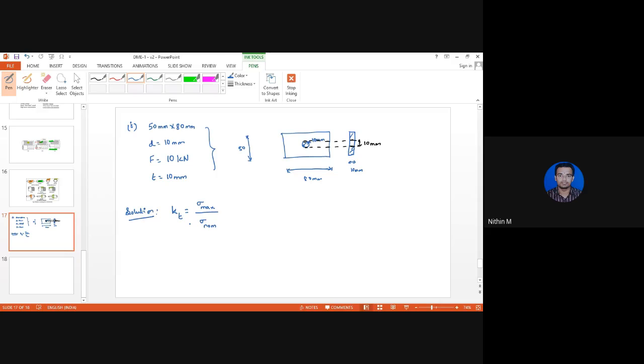Now, how do you determine the nominal stress in the member? We will consider a cross section where there is no change in dimension of the component. Now call this as A. The stress induced at cross section A is what we call as nominal stress.